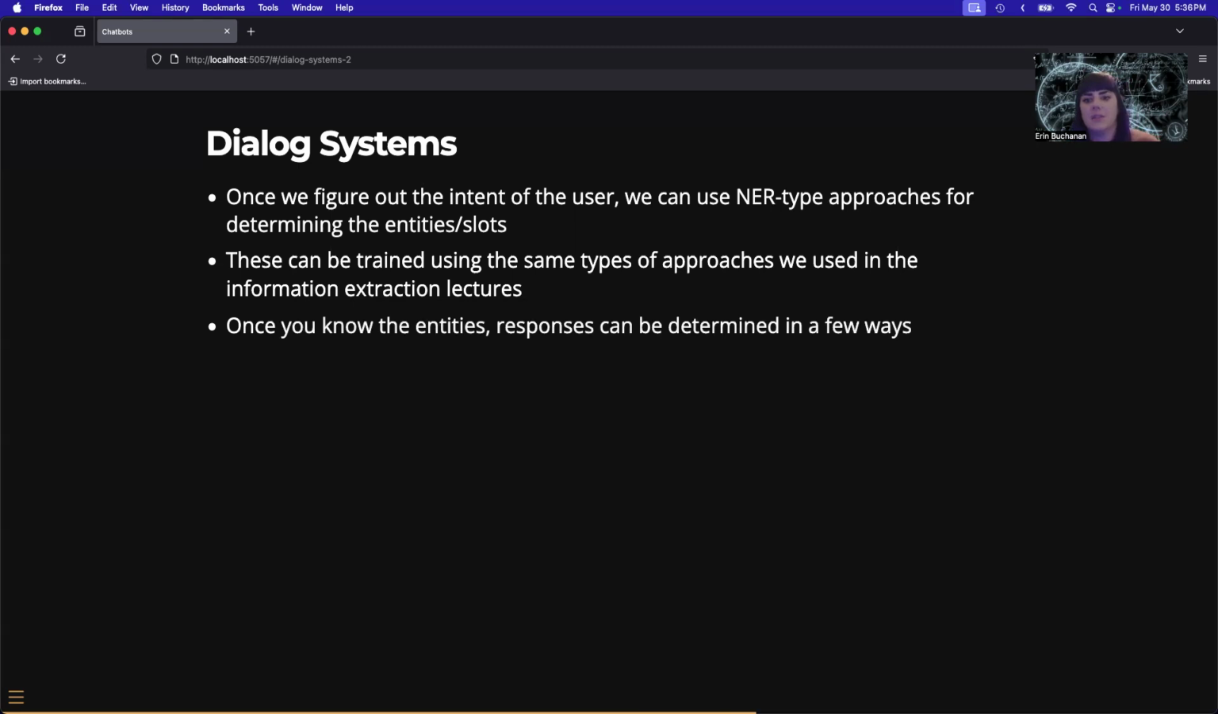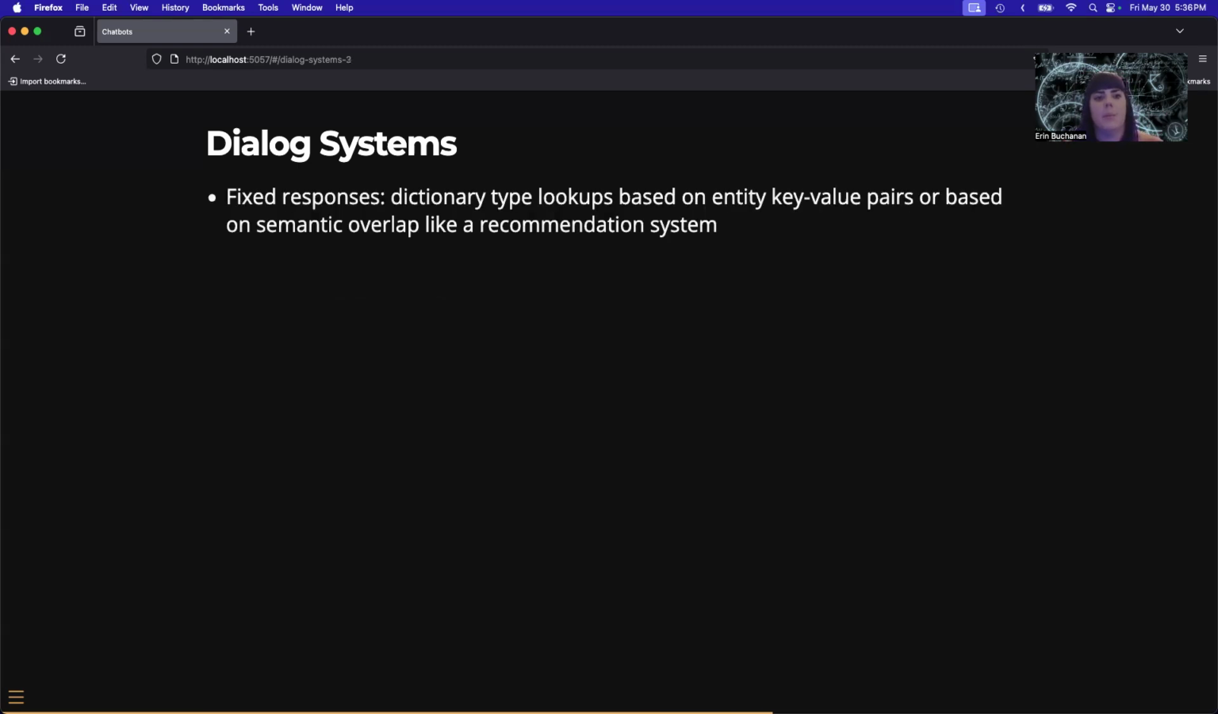So once I know those entities and I push my model that way, our response to those answers can be determined by providing a fixed response. These are the older systems, where it was like, here's a list of possible responses, and these would be dictionary lookups using key value pairs. Give me a pizza. Okay, what kind? Large. That's what size. What do you want on it? We could also use a semantic overlap system, like the recommendation system that we trained in the information extraction area, but maybe a little more complicated.